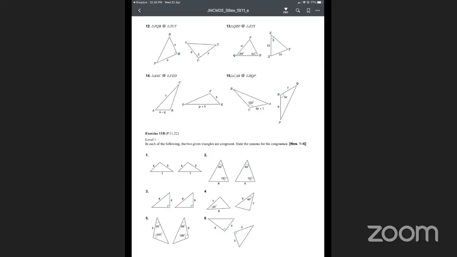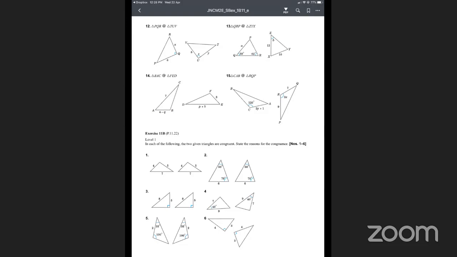Should start now. It's almost okay. 10 past 1, right? And then we can continue. 10 past 1, right?